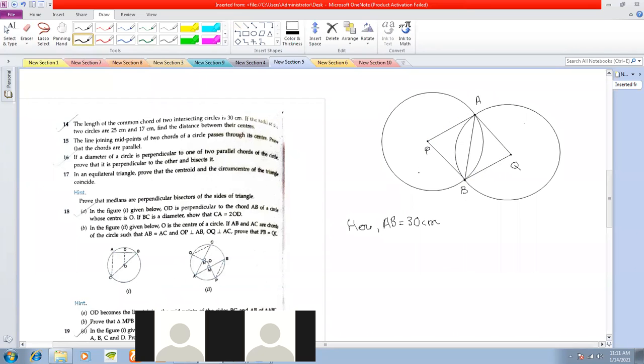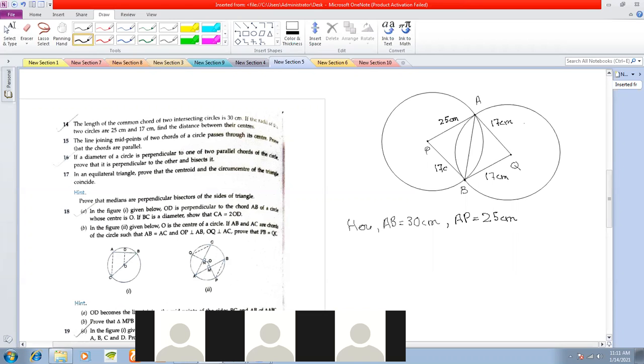And what are the radii? Length of the radii given? The lengths of the radii are given to be, this one is given to be 25 centimeter. So let us assume AP to be 25 centimeters and the other radius is given to be 17 centimeters. So we write, let us assume this to be 17 centimeters. This is 17 centimeters and this is also 17 centimeters. And the length of this chord AB is also given. Okay. The question here is find the distance between the centers.